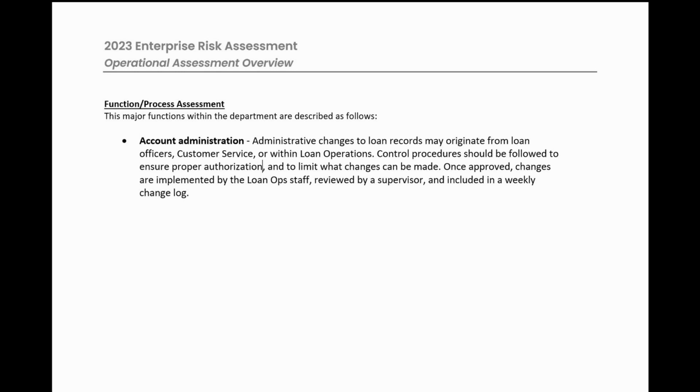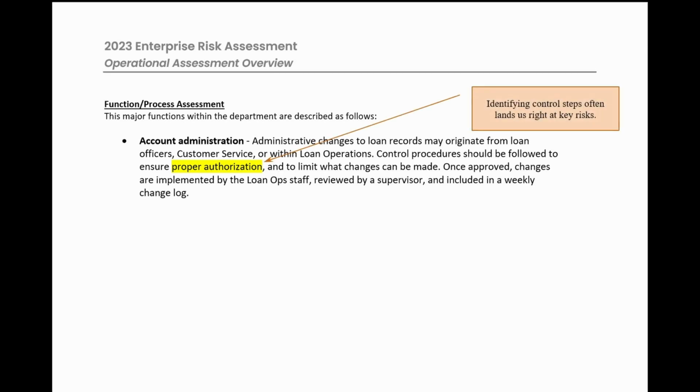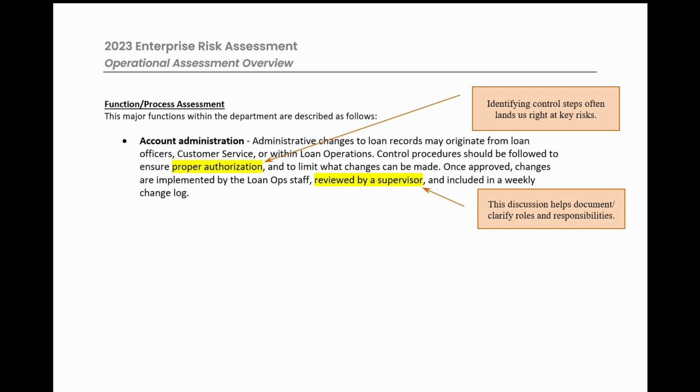So again, we're starting to learn some very important things. We've identified some key control steps that often land us at what are key risks. And also, this discussion is often very, very helpful in helping us to document and clarify key roles and responsibilities.